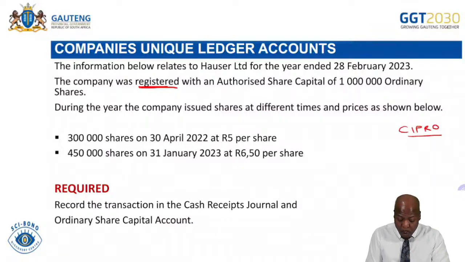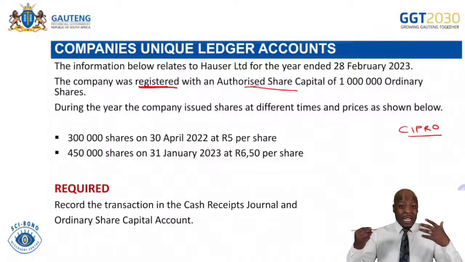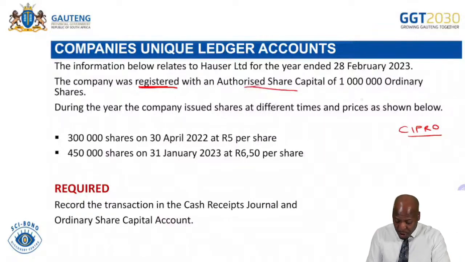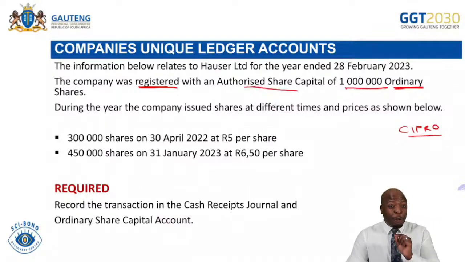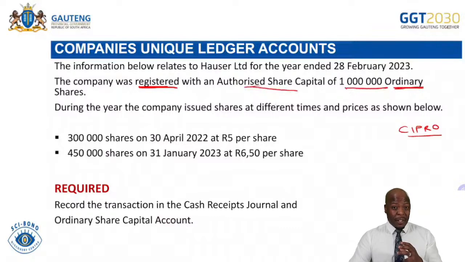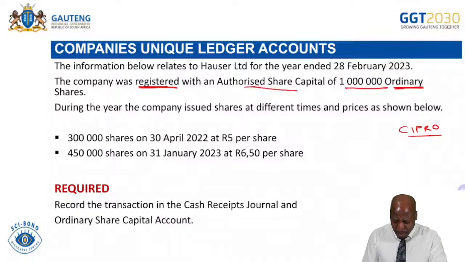Okay, so this company was registered with an authorized, the maximum number of shares, with an authorized share capital of 1 million ordinary shares. The ordinary shares, it is a type of shares that we are going to be issuing to the public. In our syllabus, we're going to focus only on ordinary shares. Anything else, it is not your syllabus. You're going to be focusing on ordinary shares. Okay, so we have authorized share capital of 1 million ordinary shares.